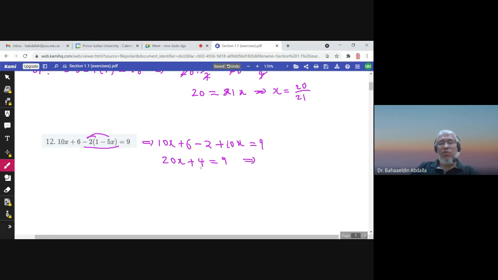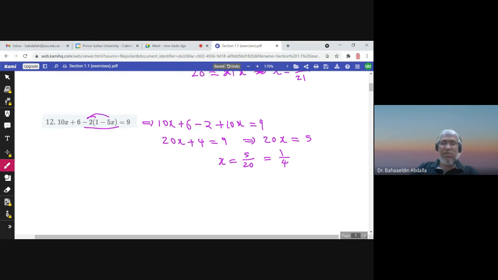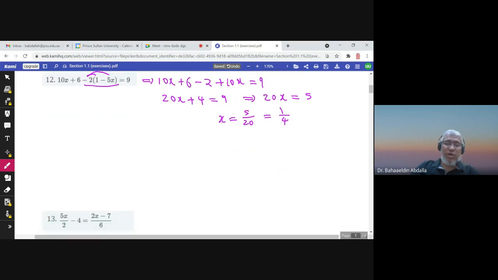And now we have 10x plus 10x, that's 20x, and 6 minus 2 is 4. Now we need to move 4 to the other side, so we subtract 4 from both sides. 9 minus 4 would be 5, and we divide by 20. 5 over 20 when simplified is 1 over 4, and that's the answer. And we can check, you can replace x here by 1 over 4 and check that our answer is correct.